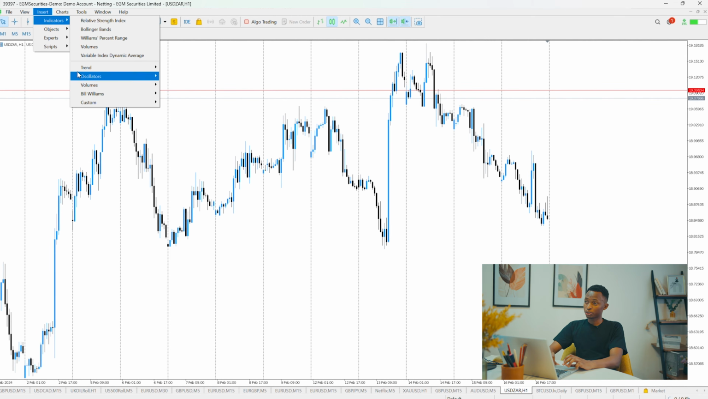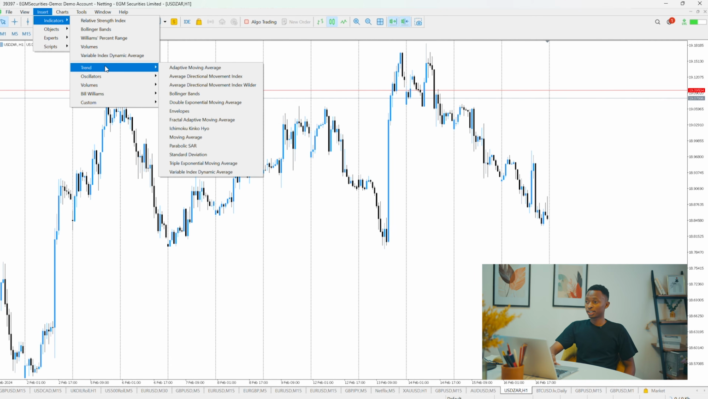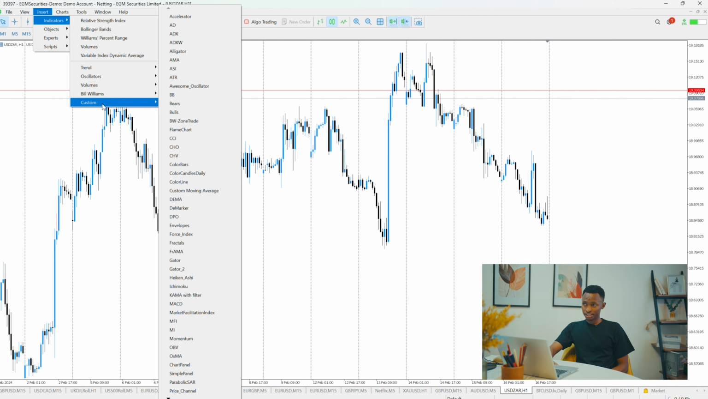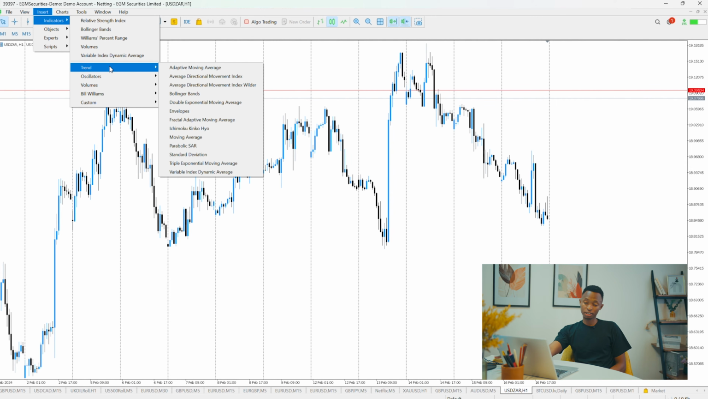If you're using a PC, simply go to the insert icon and then indicators, and you'll find all your indicators there: trend indicators, oscillators, volumes, Bill Williams, and custom. So these are the 5 categories of indicators. If you're using your mobile device, you click on the F button at the top, and this will take you to the indicators page. Then you click on the add sign, and you can still see trend, oscillators, volumes, and Bill Williams. Those are the main categories of indicators we have.